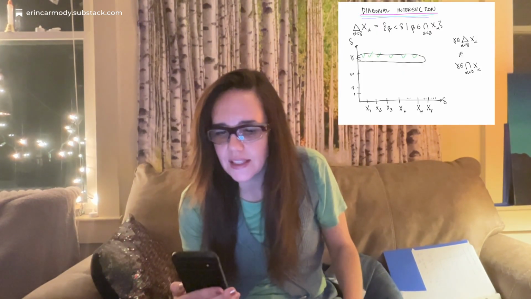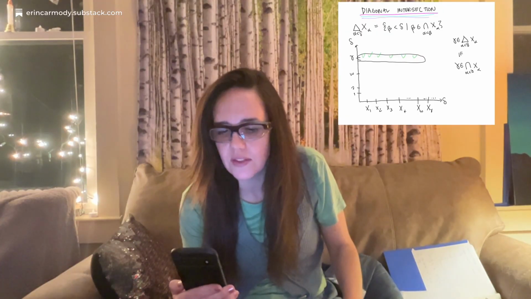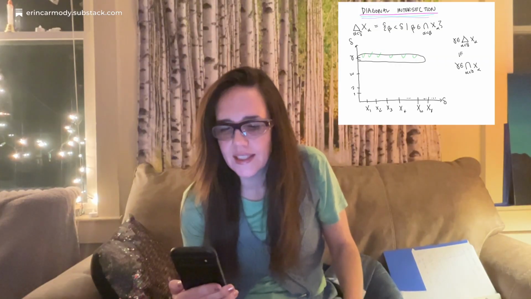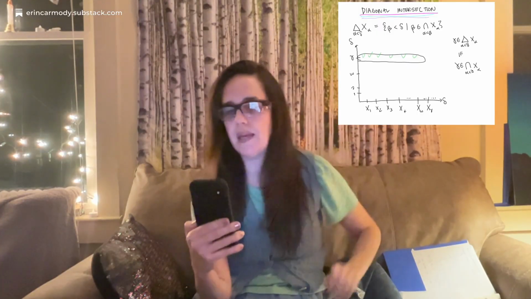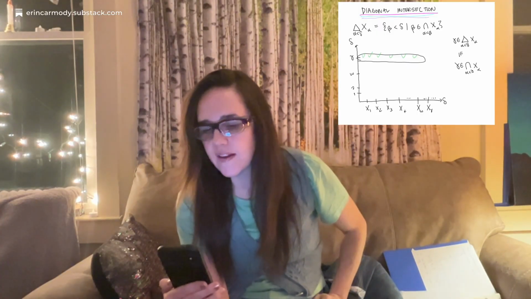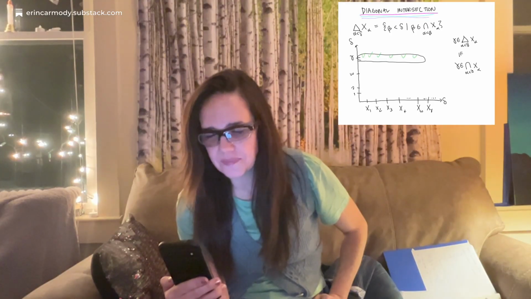Okay, so first, diagonal intersection. The definition to me can seem kind of confusing. We have delta, and for alpha less than delta, sets X_alpha. The diagonal intersection is the set of all beta less than delta such that beta is in the intersection of X_alpha for alpha less than beta.